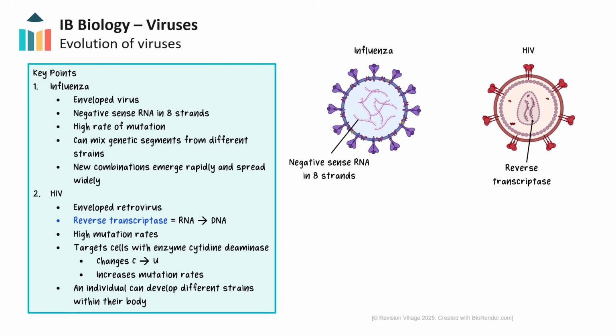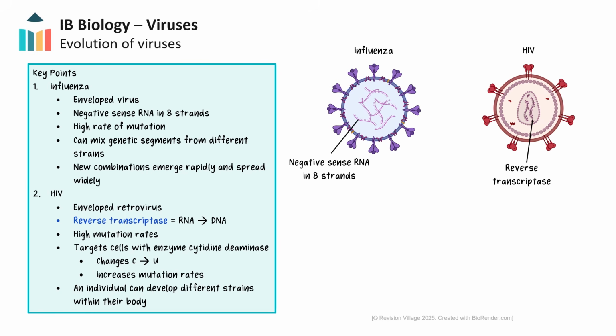Another example is HIV, which, as we saw earlier, is an enveloped retrovirus. It uses an enzyme called reverse transcriptase to copy its RNA into DNA. This enzyme also does not check for errors, resulting in high mutation rates. HIV also targets cells that have an enzyme called cytidine deaminase that changes cytosine to uracil. This enzyme causes even more mutations in HIV, causing HIV to have the highest known mutation rates in viruses.